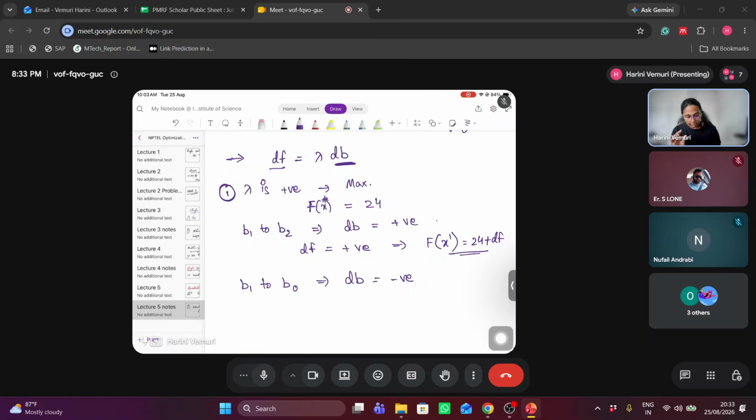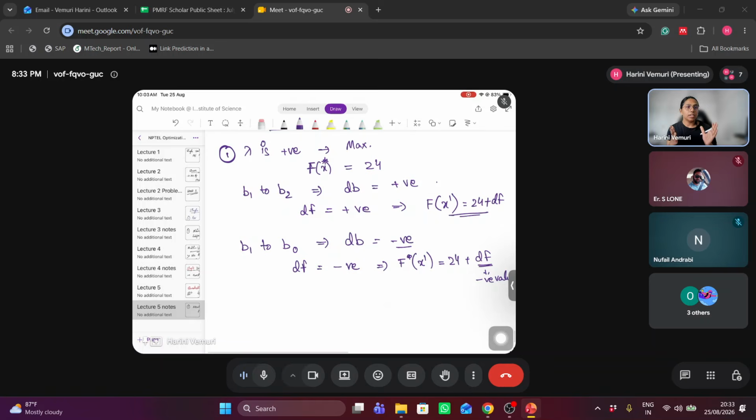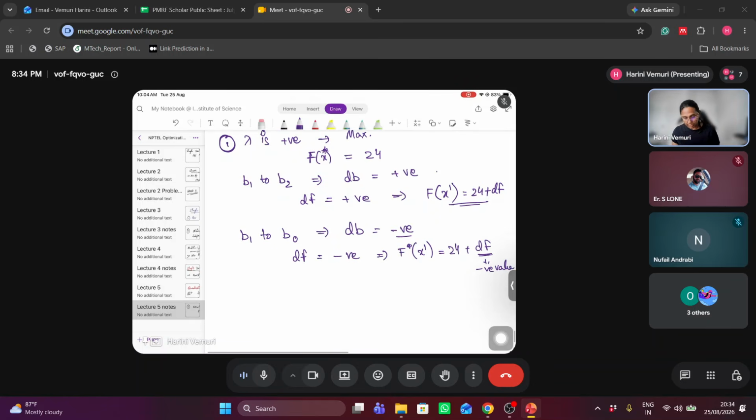constant value. This is negative and lambda is positive, then df will be positive into negative, it will be negative. So what will happen? The objective function will be decreasing because this is a negative value. So it will be 24 minus some value. Okay. So the objective function will be decreasing in this case. Similarly, for minimization type also, sir has given, I'm giving a small example.